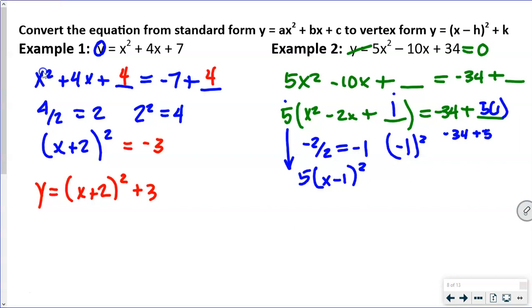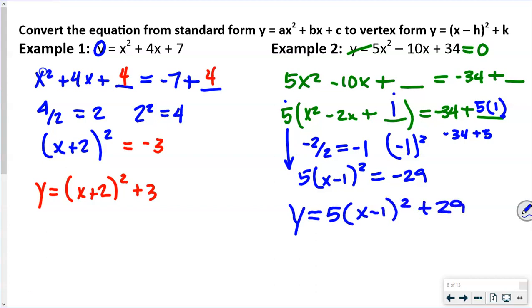Sorry, that's not very clear. Let me fix that. 5 times 1, okay? So that's going to be negative 29, right? So this is equal to negative 29. And then remember, we're going to move that back to the other side when we write it in vertex form. So this is going to be y is equal to 5 times x minus 1 squared plus 29.